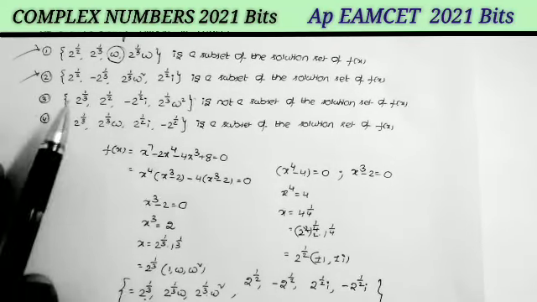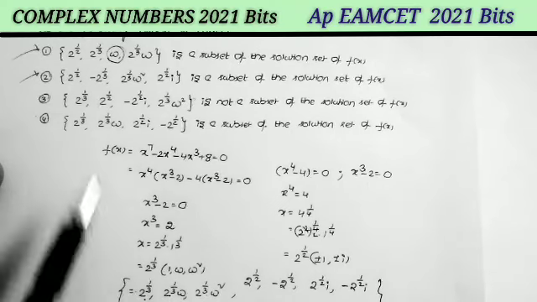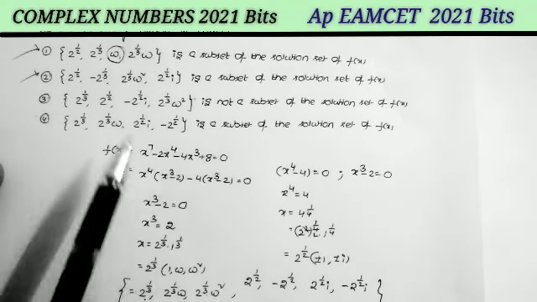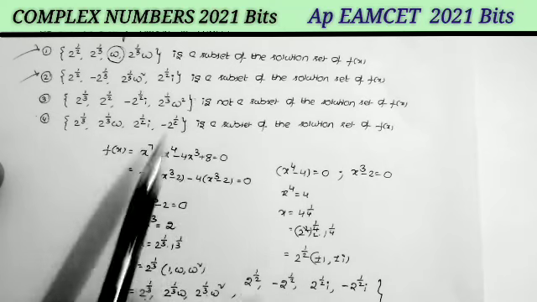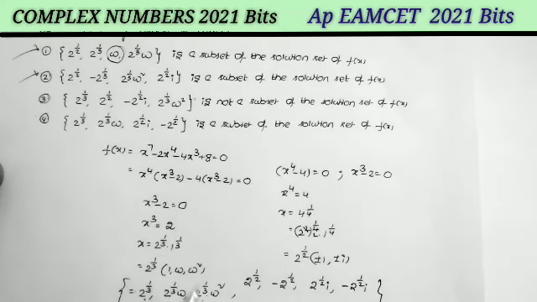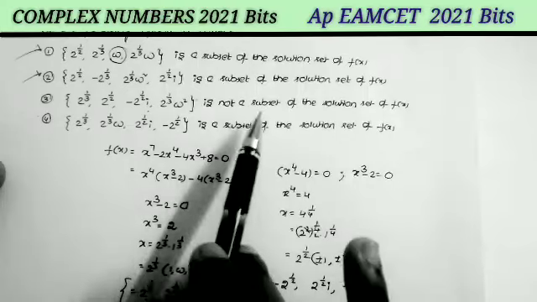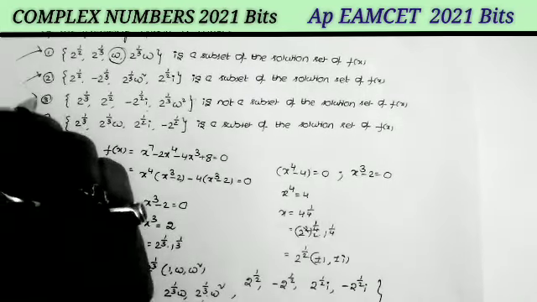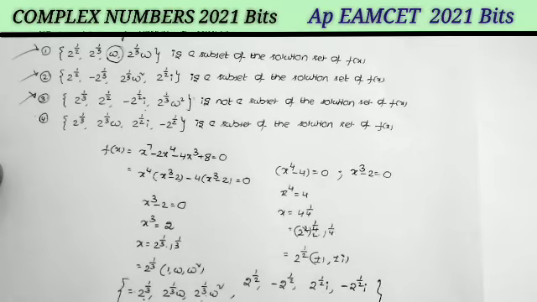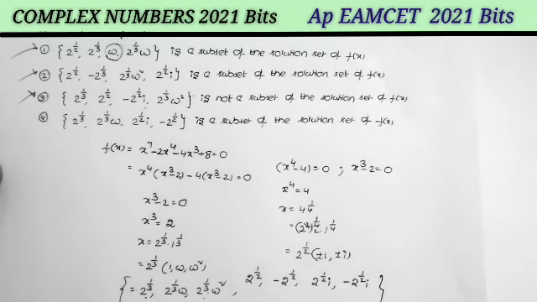Now checking the third one, 2 power 1 by 3, yes this is a root, 2 power 1 by 2, yes this is a root, minus 2 power 1 by 2 i, yes this is a root, and 2 power 1 by 3 omega square, yes this is a root. What is given here? This is not the subset of the solution set. No, this is a subset of the given solution set. So this is also not the correct option. So obviously the last one is the right answer.